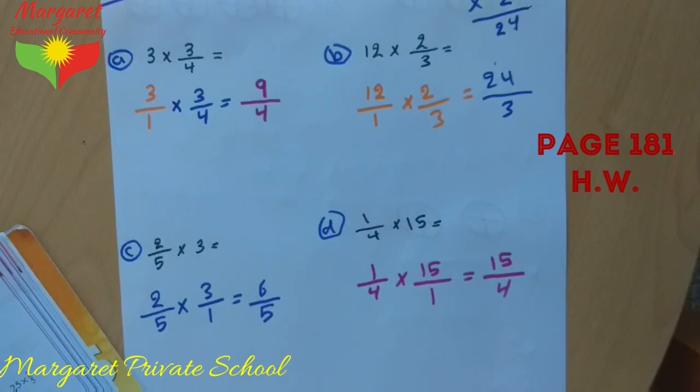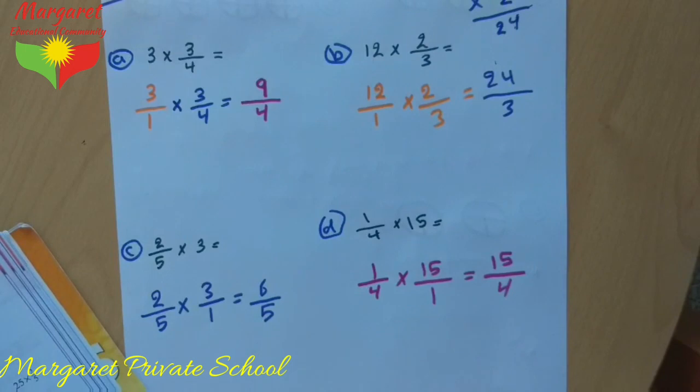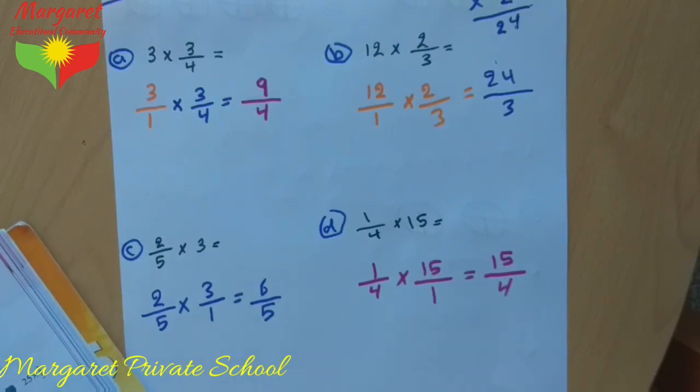Exercise number 5 to number 9, and from exercise number 13 to exercise number 22 is homework for you. In page 180, exercise number 5 to 9 and number 13 to 22.